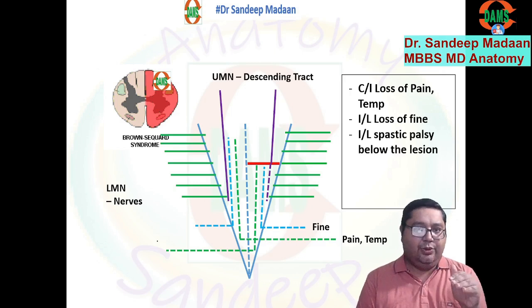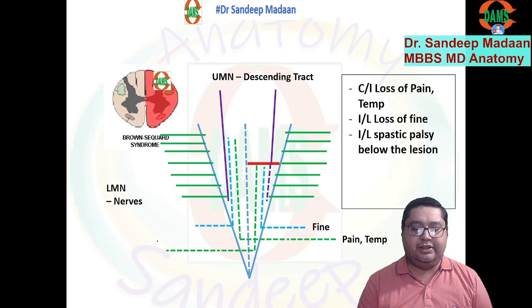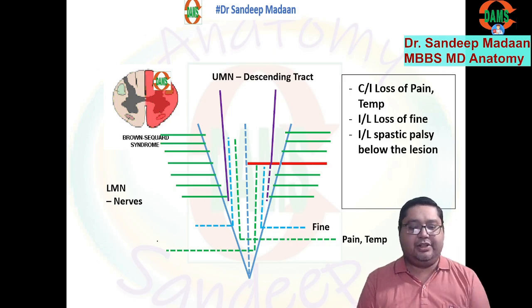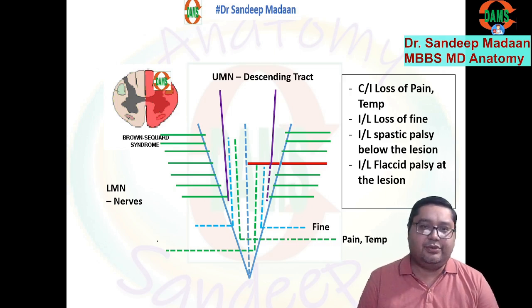Now, when we are cutting the cord, at least where we are cutting, the nerve will be additionally damaged. You check this part. Only this nerve is getting damaged, right? So if this nerve is gone additionally, there will be definitely spastic palsy below the lesion, but at the lesion, there will be flaccid palsy. So these are the features of Brown-Sequard syndrome.